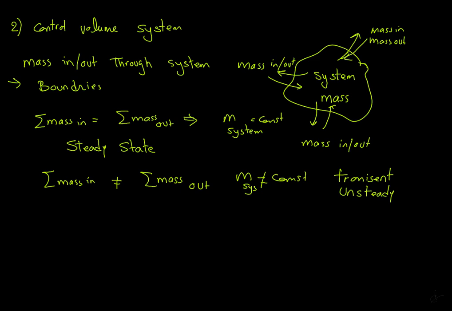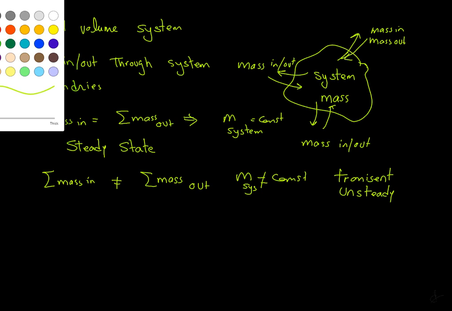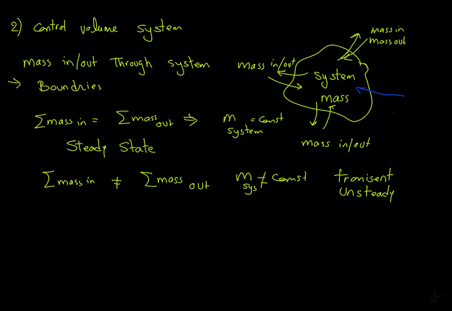But the second important characteristic of the control volume system is that it also allows energy to get in and out. So it's very similar to the control mass system. There is energy in or out. Energy is allowed to go in or out. That's the second important characteristic of the control volume.